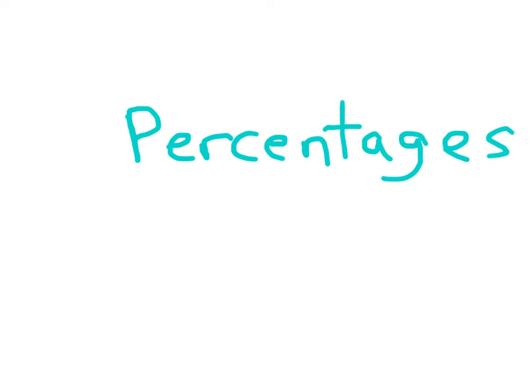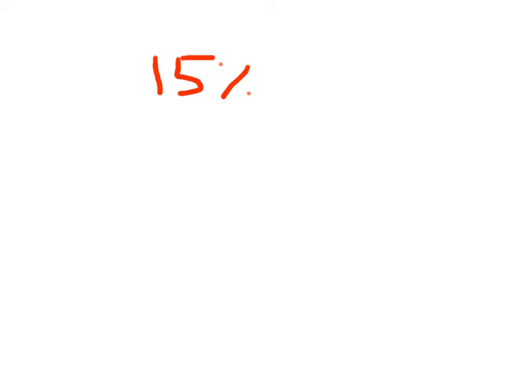Let's take a look at figuring percentages. Here we have the percentage 15%, and that can be written as a decimal as 0.15. And rewriting it as a fraction, we would just write 15 over 100.